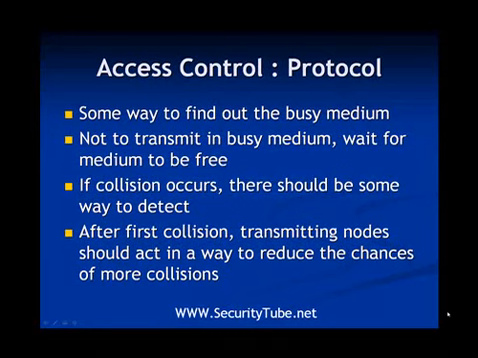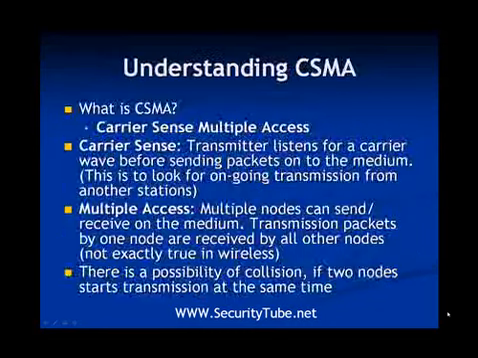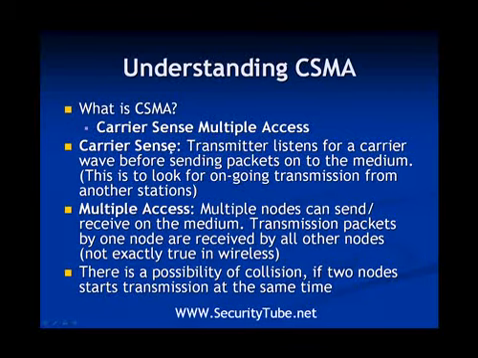Let's first discuss one protocol which obeys most of the rules explained here, and then let's refine it into the protocol actually used for Ethernet transmission, which is CSMA/CD. So what exactly is CSMA? CSMA is carrier sense multiple access. So what is carrier sense? Carrier sense means the transmitter listens for a carrier wave before sending packets on the medium. This is to look for ongoing transmission from another station. And what is multiple access?